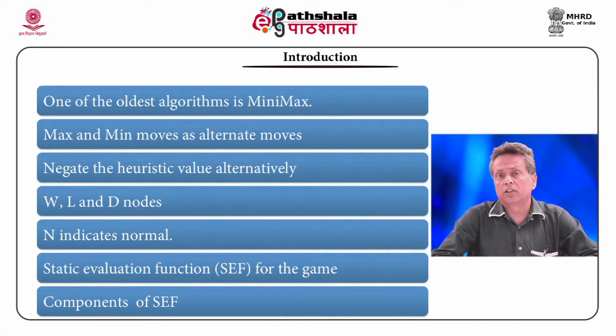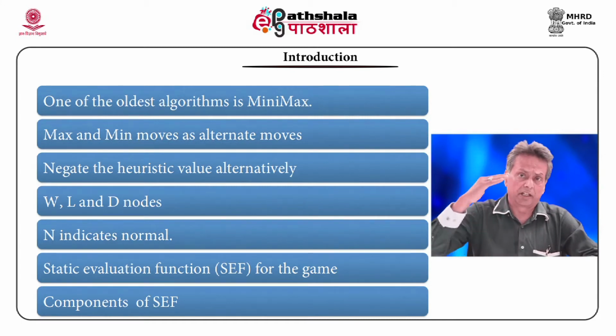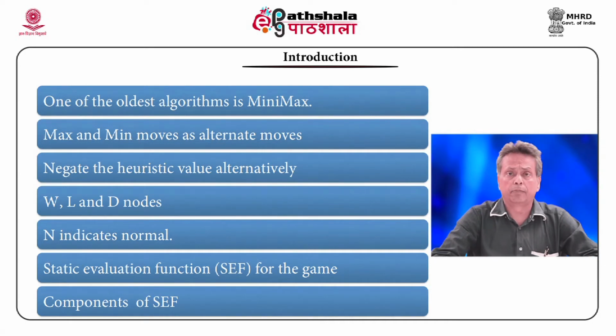MiniMax algorithm is one of the oldest algorithms of game playing. Why is it called MiniMax? Because it works with the search tree where you have alternate layers of min and max layers. We have already seen the min layers are where the opponent is playing and the max layer is where we are playing. That is what we are going to look at.